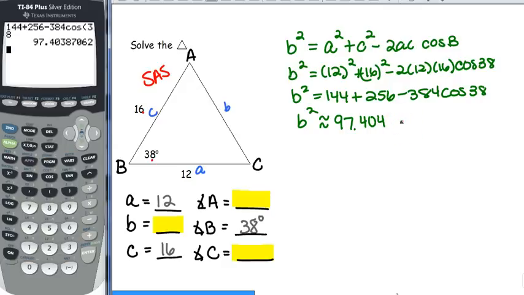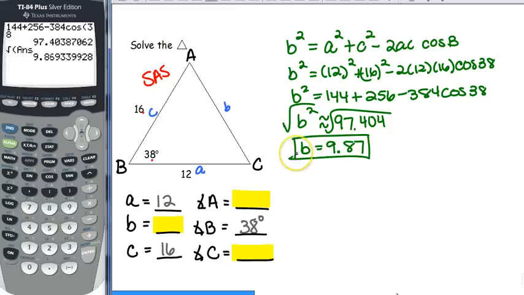Now, you're not actually going to take that number. You're not going to round until the very end. I'm just writing this down so that you can see where the number is coming from. We have to square root that. So I square root both sides. Square rooting B squared gives us B. Again, we're not going to use 97.404. We're going to use that entire number that was stored in there. So our side length here is about 9.87.